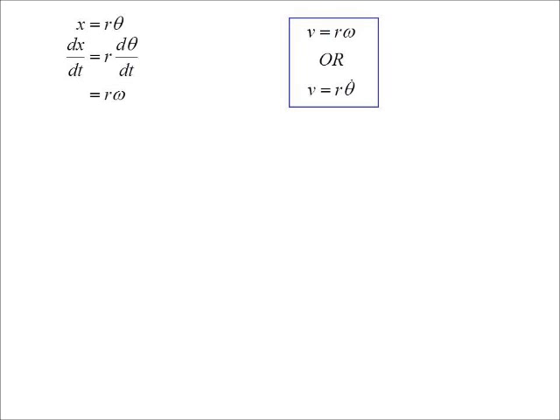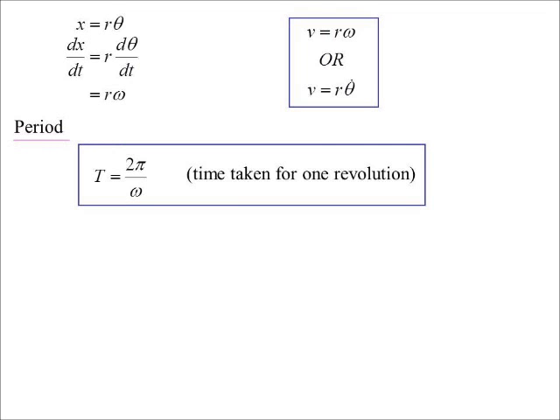Okay, so period. Well, just like we saw in trig it was 2 pi over n, so we get a very similar expression here, 2 pi over omega. So that's the time taken for one revolution.